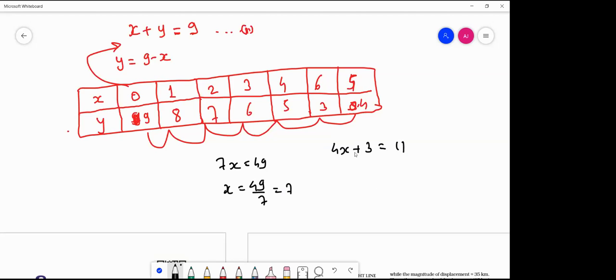In this case, I will transfer 3 to that side. It will become 4x equal to 11 minus 3, which is 8. x equal to 8 by 4, which is equal to 2. So it will be the solution. Means when you put x equal to 2 in the equation, you will get 11. 4 2s are 8, 8 plus 3, 11. In the previous case, 7 7s are 49. So this is called a solution of an equation: the value of the variable, if you put it in the equation, will satisfy the equation.